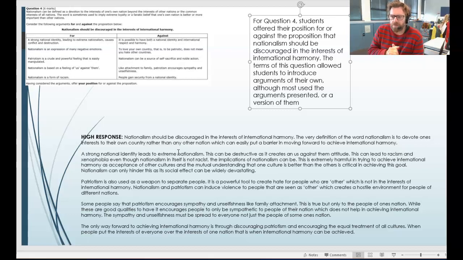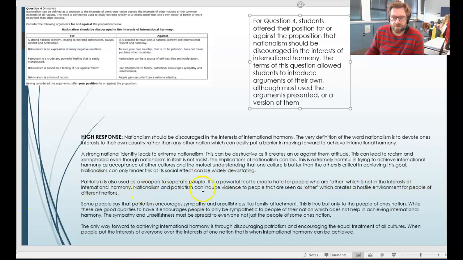This is extremely harmful in trying to achieve international harmony, as acceptance of other cultures and the mutual understanding that one culture is not better than others is critical to achieving this goal. Nationalism can only hinder this as its social effect can be widely devastating. Patriotism is also used as a weapon to separate people. It is a powerful tool to create hate for people who are other, which is not in the interests of international harmony.